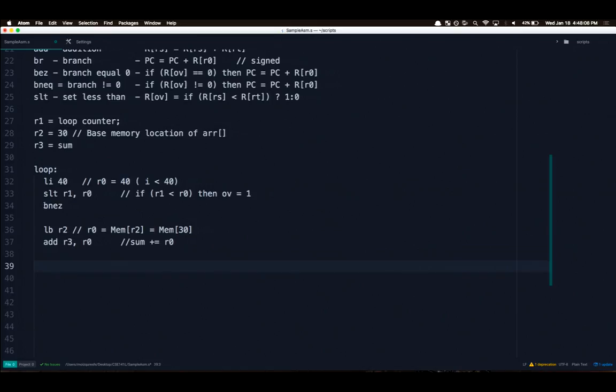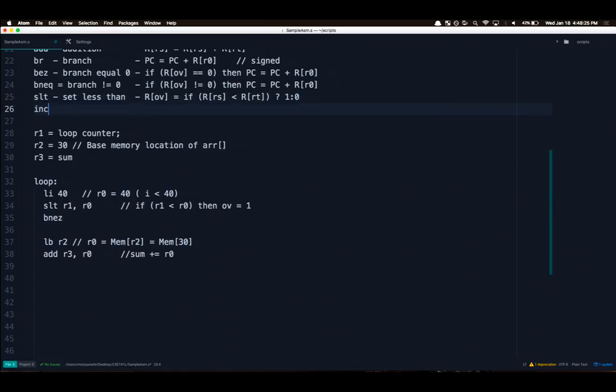So this load byte sets R0 equal to memory location R2. R2 still has 30 in it. What I want to do to R2 is increment it, so I can have an increment instruction. What that will do is RS, the register we're supplying, plus equal to 1. It's just adding 1 to the value of that register. So I can do increment R2.